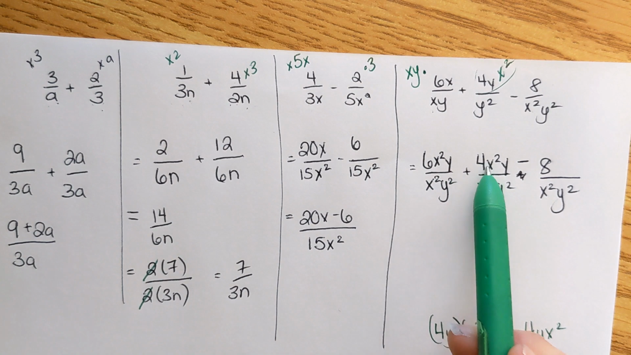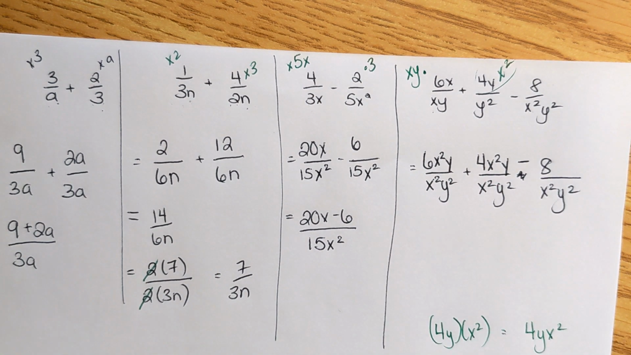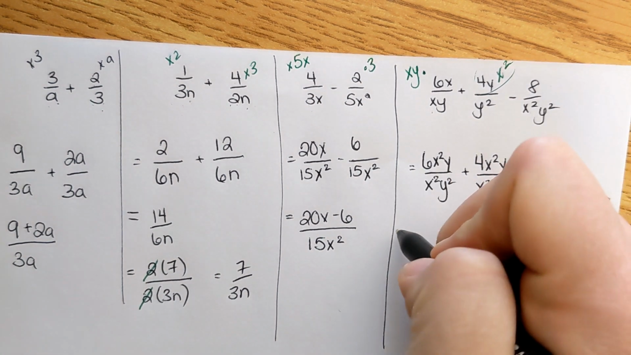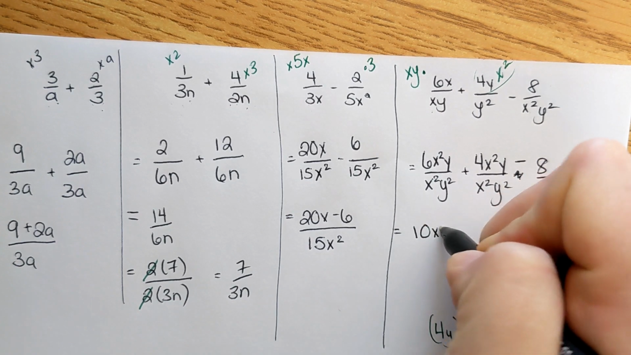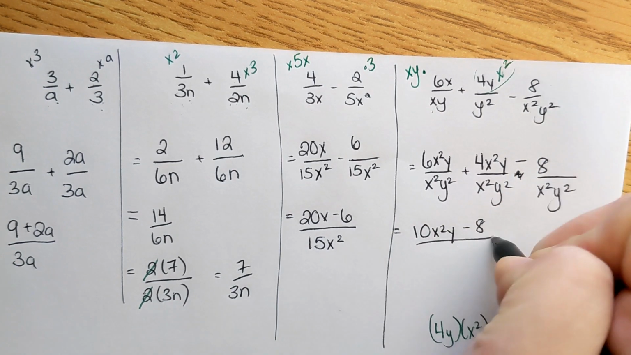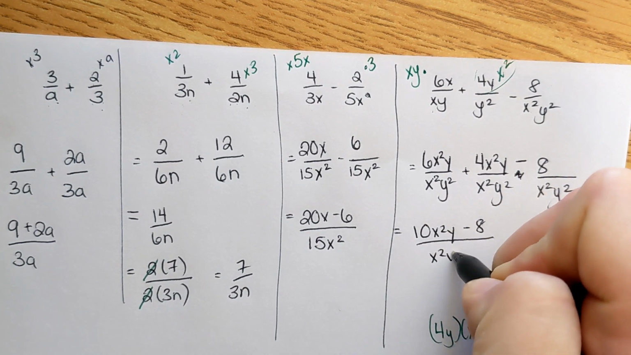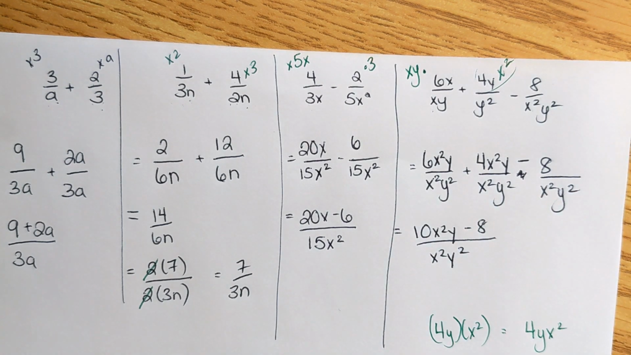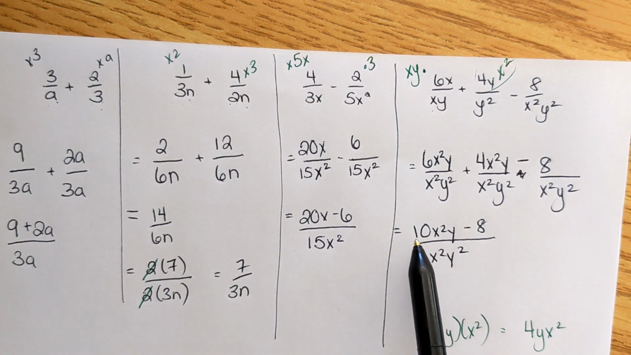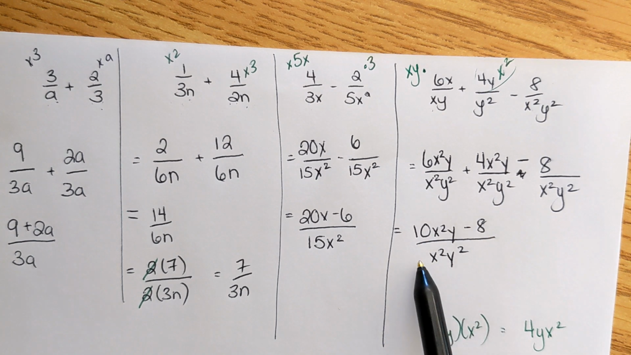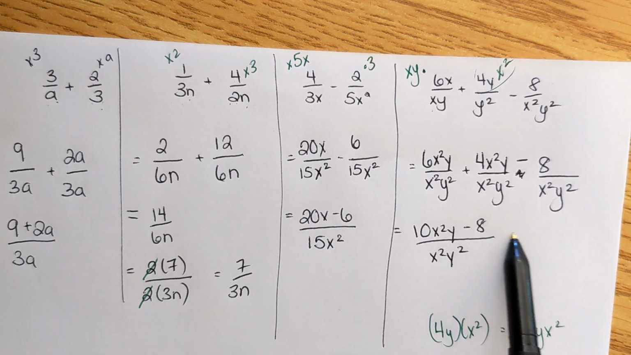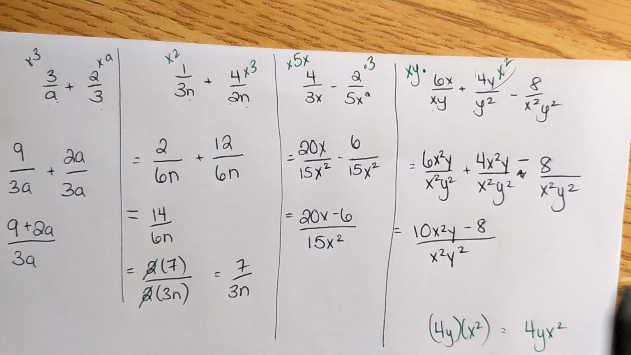This x squared y shows up twice. So I can combine these two like terms. So I'm gonna have 10x squared y minus 8 over x squared y squared. Check for common factors. These do have a 2 in common, but there's no coefficient down here to cancel. This doesn't have any x's or y's, so I can't factor out that, so this is done.